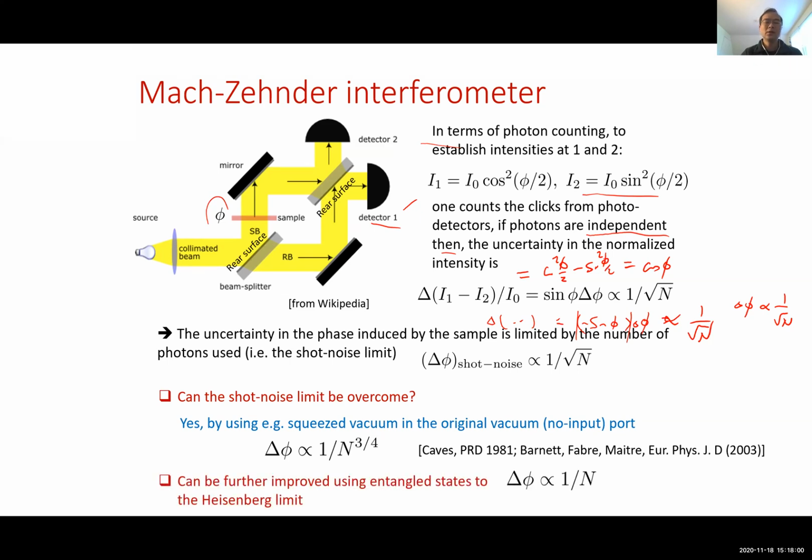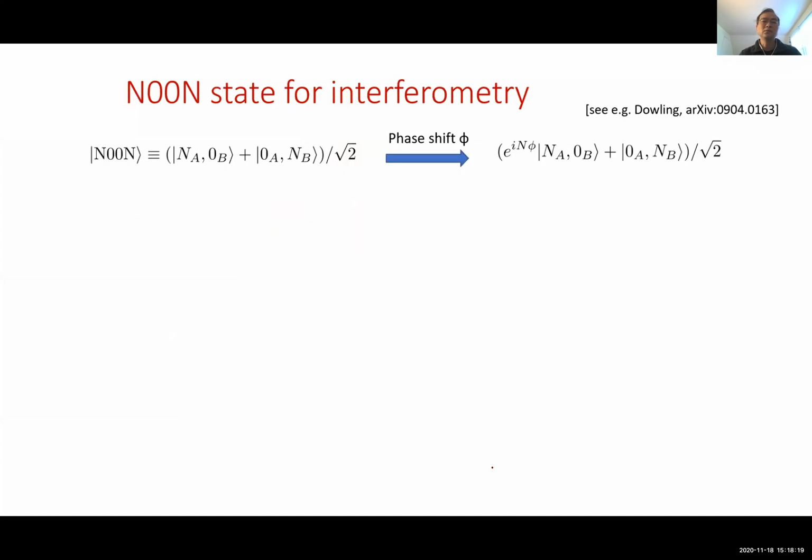And indeed this can actually be further improved, for example, using some kind of entangled state. Entangled in the sense that this mode and that mode are entangled. So as I'm going to illustrate next, this is something called the NOON state.